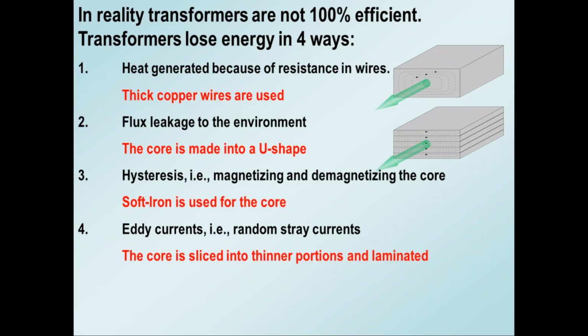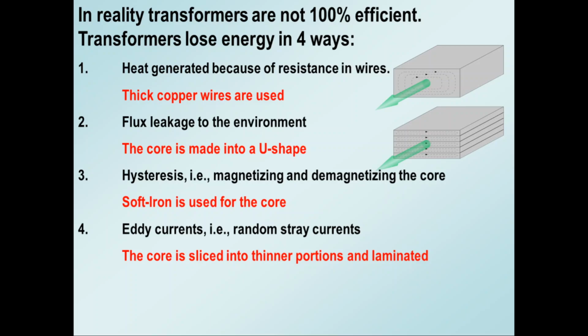However, in reality, transformers are never actually 100% efficient. Transformers lose energy in 4 ways. The first way, heat that is generated because of resistance in wires. So what engineers do is they use thick copper wires to try and minimize those heat losses. Why thick copper wires? Because as we had learned before, the thinner the wire, the more resistance there is. The more resistance, the more heat is generated. So the thicker the wire, the less resistance, and less heat will be generated.